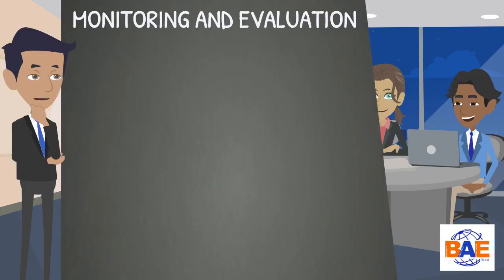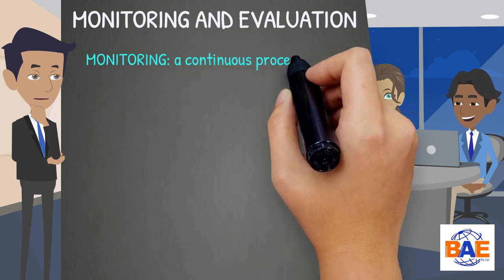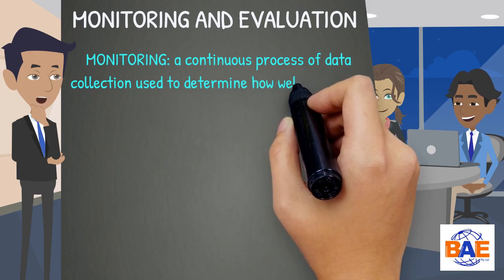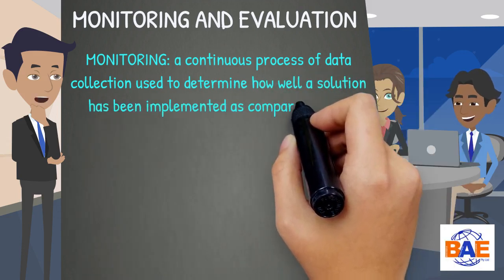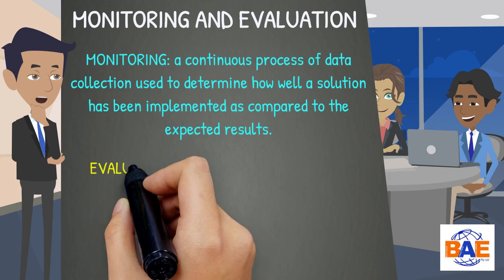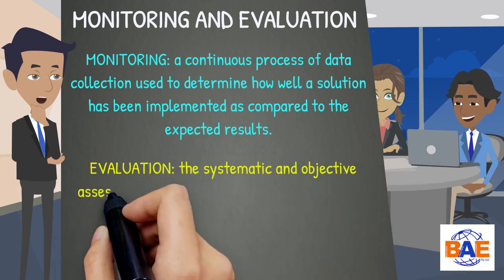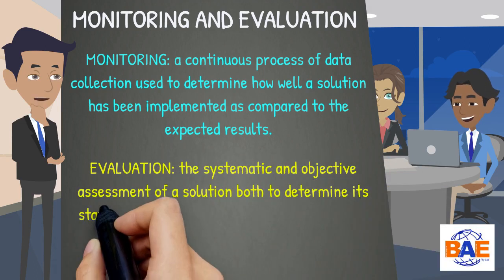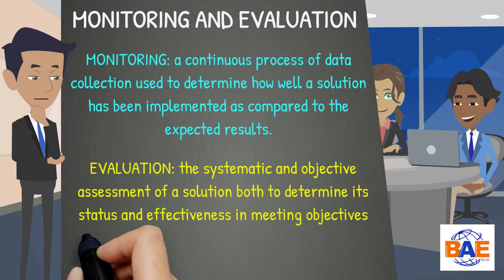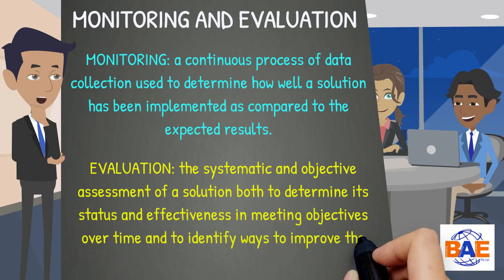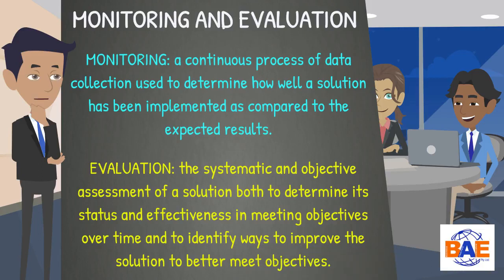Metrics and reporting are key components of monitoring and evaluation. Monitoring is a continuous process of data collection used to determine how well a solution has been implemented as compared to the expected results. Evaluation is the systematic and objective assessment of a solution both to determine its status and effectiveness in meeting objectives over time and to identify ways to improve the solution to better meet objectives. The top priorities of a monitoring and evaluation system are the intended goals and effects of a solution, as well as inputs, activities, and outputs.